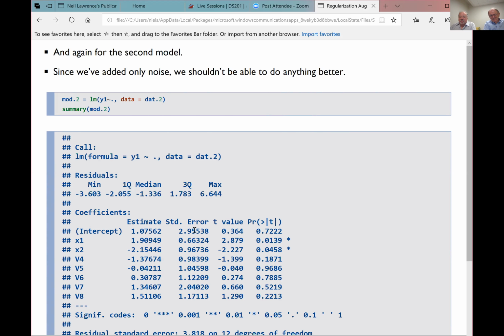And while I didn't show it, I just talked about R squared to keep it very simple. The adjusted R squared also does go up.